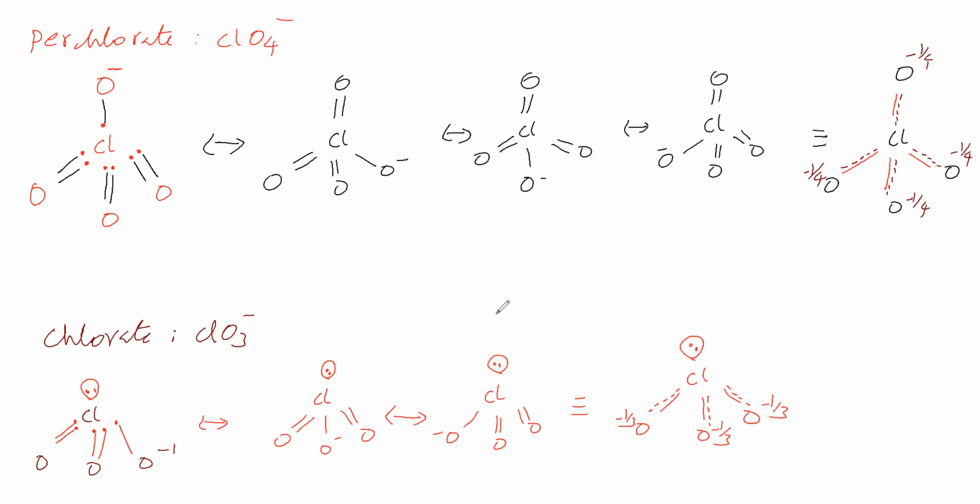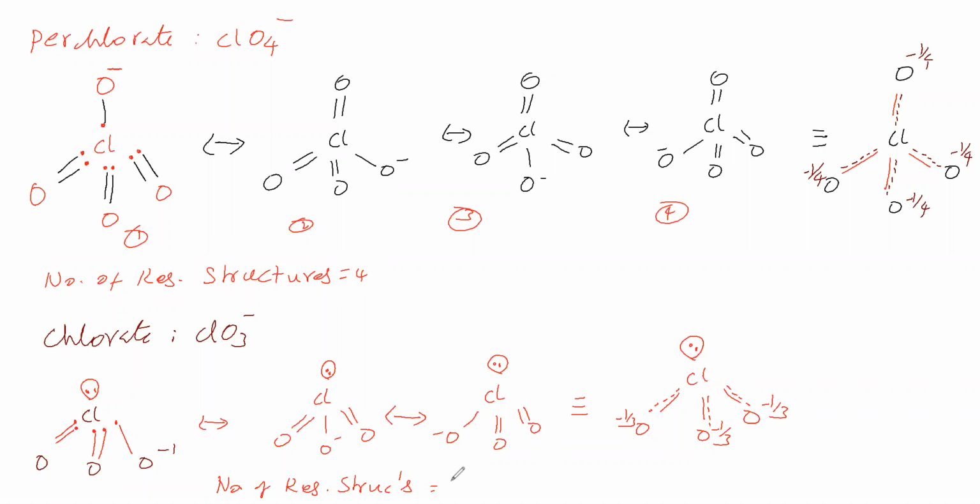Okay. Now in perchlorate, how many resonance structures are there? You count it. See, 1, 2, 3, then 4. In perchlorate, 4 resonance structures are there. So the number of resonance structures for perchlorate is 4. The number of resonance structures for chlorate is 3.